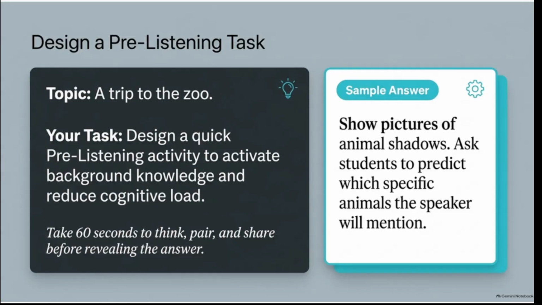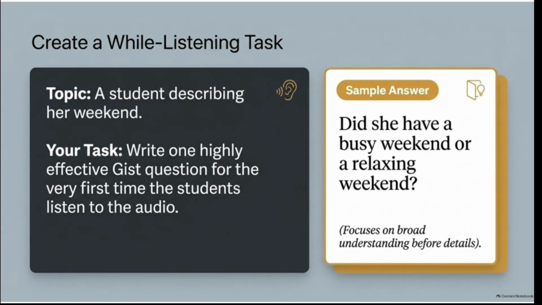Notice that it is quick. We are not spending 10 minutes teaching animal vocabulary. We are simply preparing students to listen with a purpose. That is effective pre-listening.